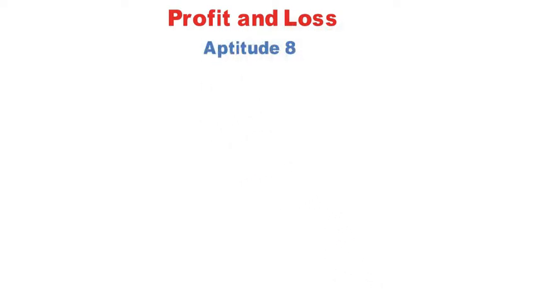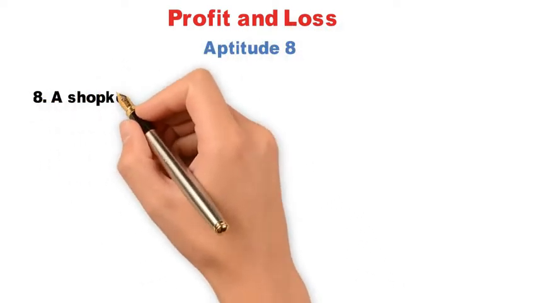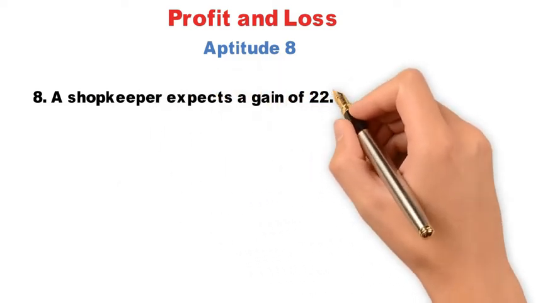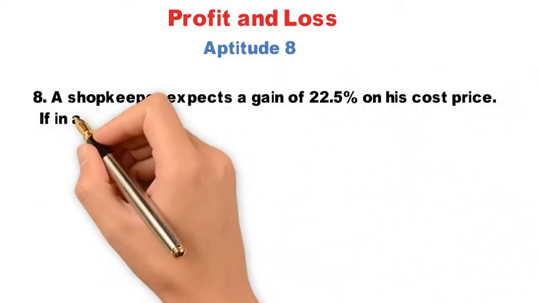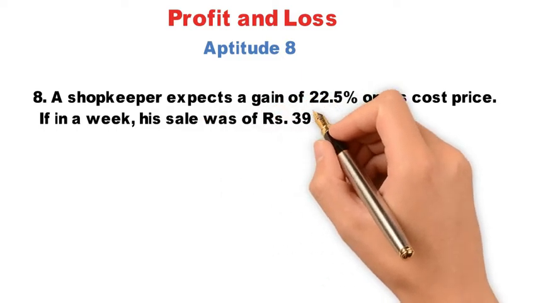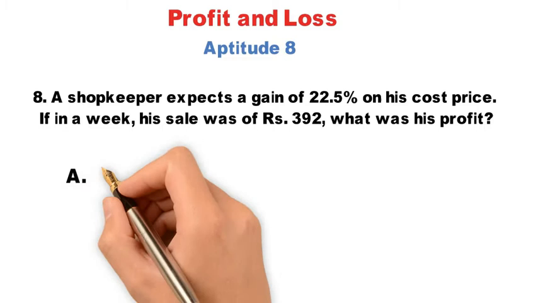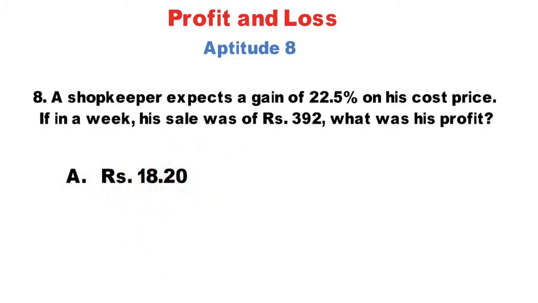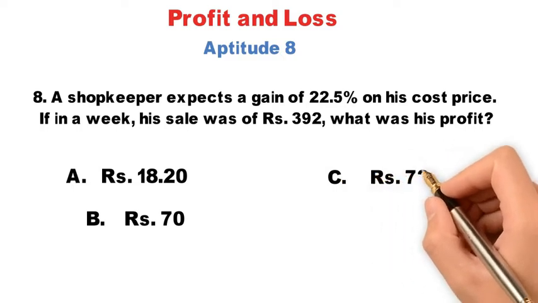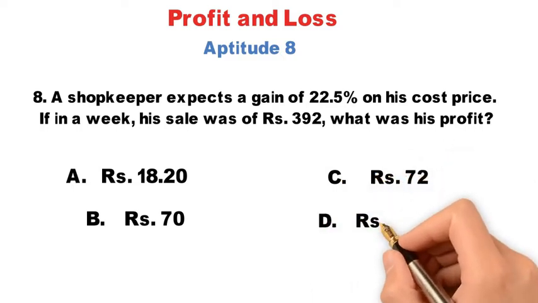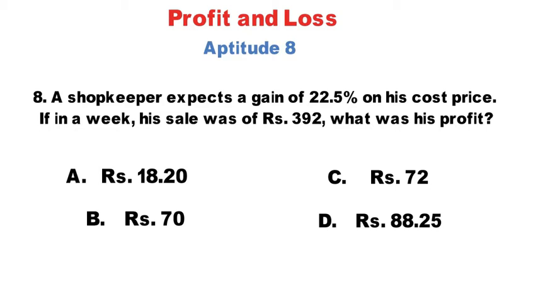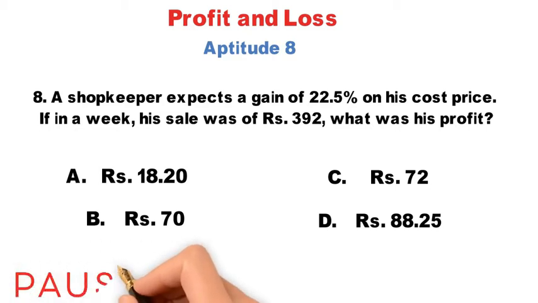Aptitude 8. A shopkeeper expects a gain of 22.5% on his cost price. If in a week, his sale was of 392 rupees, what was his profit? Option A, rupees 18.20, Option B, rupees 70, Option C, rupees 72. Option D, rupees 88.25. Pause the video, and try to solve the problem.